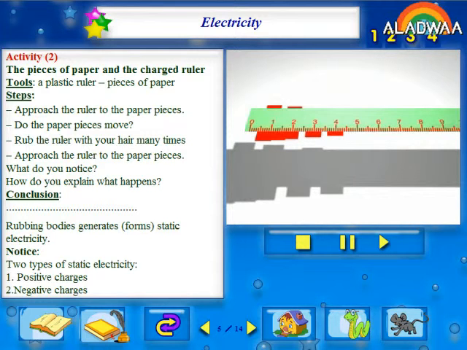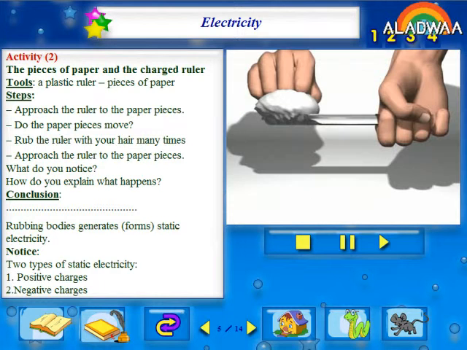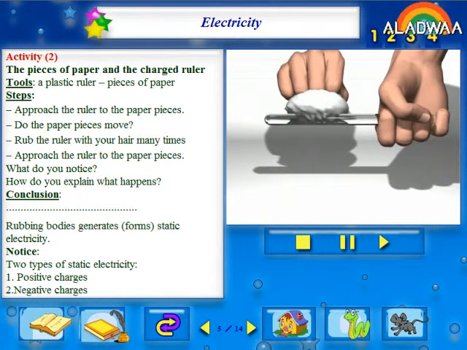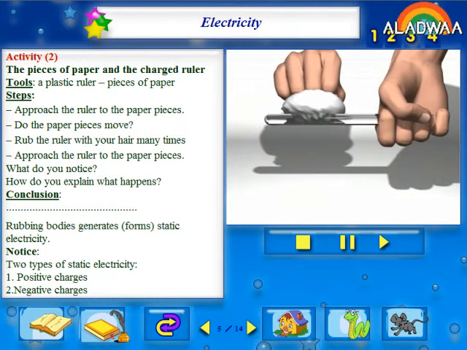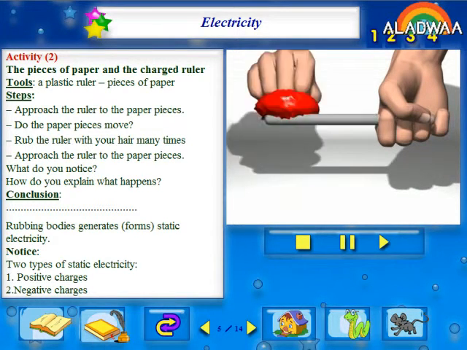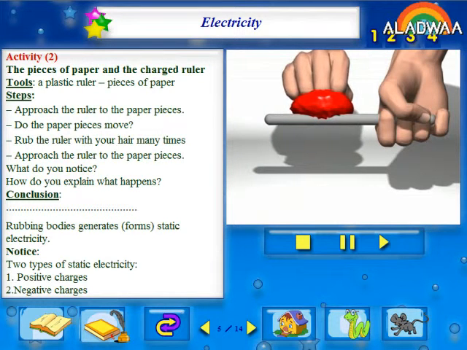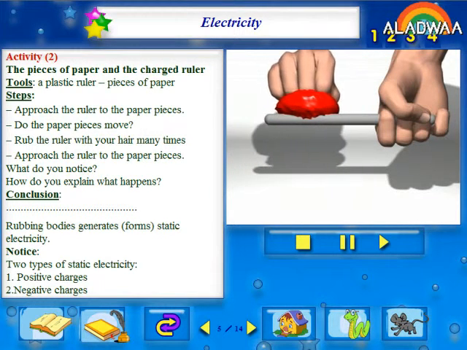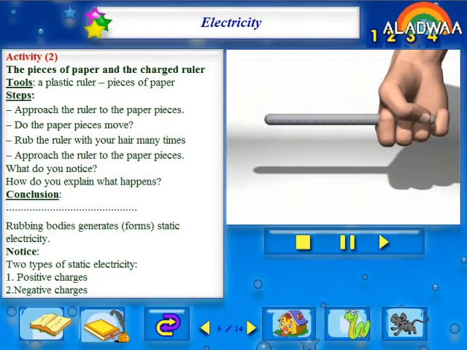Notice, my dear student, that the static electric charges are two types. 1. Positive charges, like that formed on a glass rod rubbed with silk cloth. 2. Negative charges, like that formed on an ebonite or a plastic rod rubbed with a wool cloth.